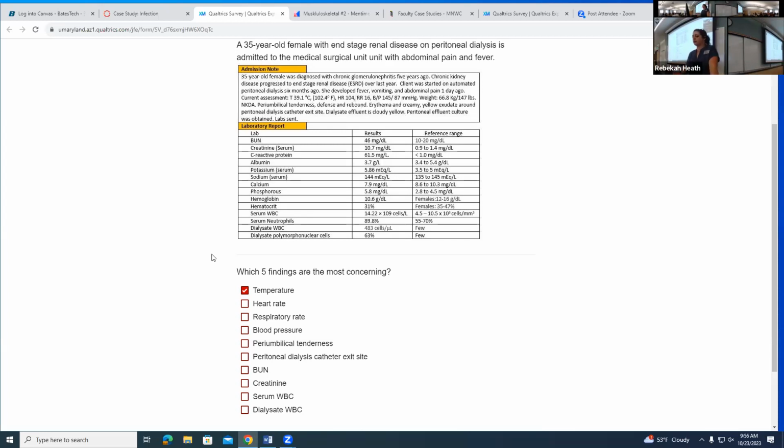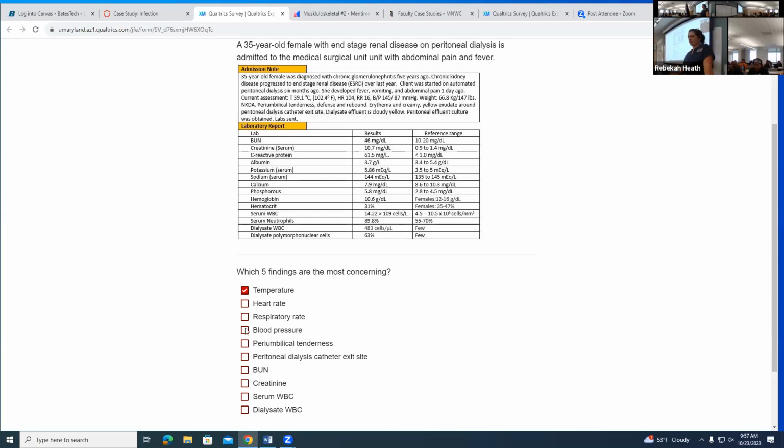Let's see what everything else says. Respiratory rate, 16, that's normal. Blood pressure, yes, it's a little elevated, but like I said, I wouldn't be really concerned about that. Periumbilical tenderness, yes. I'd probably be concerned about that, especially when they said she's got the defense, like she doesn't even want me coming near her to touch it.